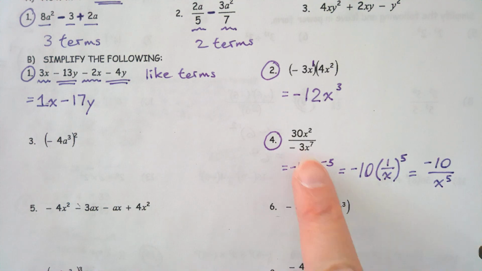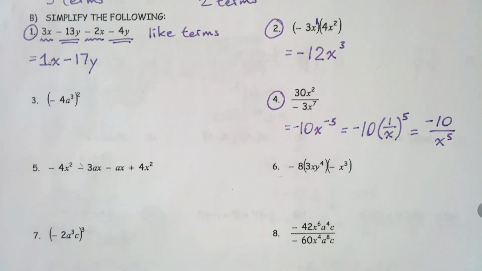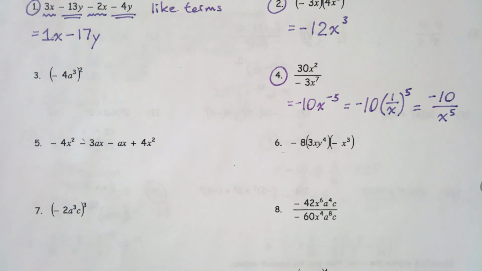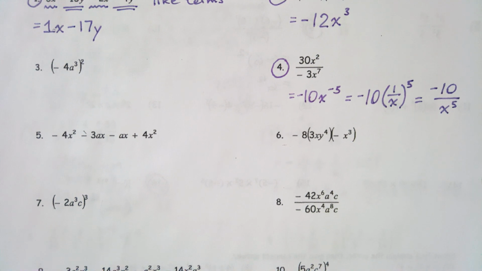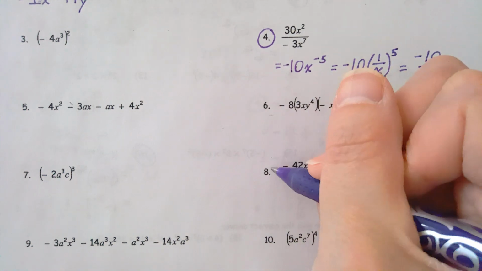Okay, so this one is a little tricky because of that negative 5. Let's see. Okay, so let's try another example of that. So 8.